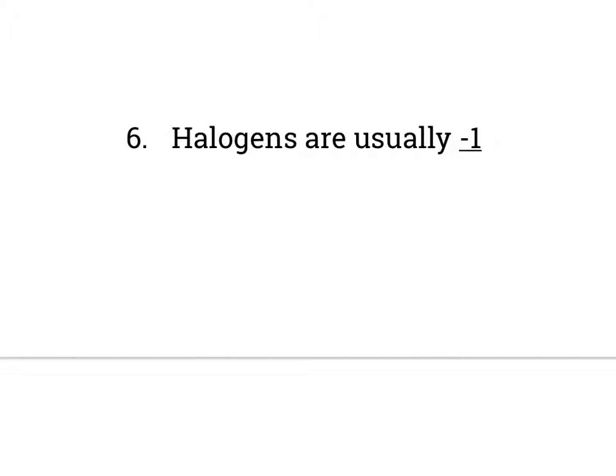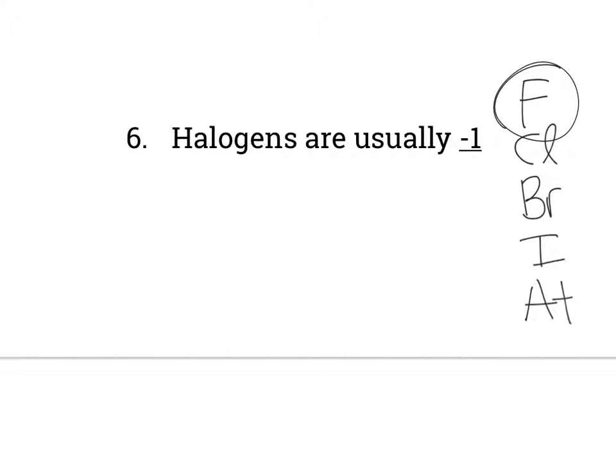Alright, next one. Halogens are usually -1. Halogens are the second to last column in the periodic table. Okay, they are typically -1. They have very high electronegativities. They will almost always take electrons from other atoms, especially fluorine. That will always be a -1. The rest are usually -1.